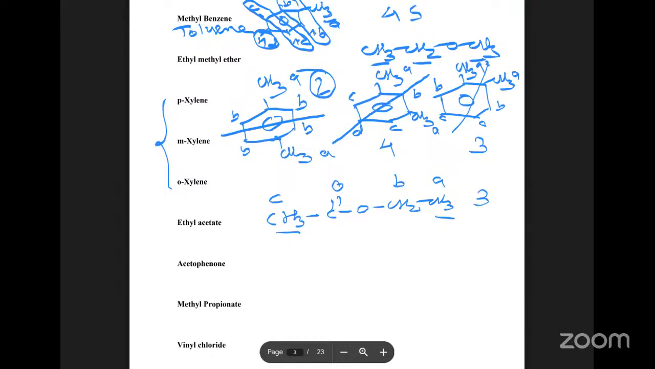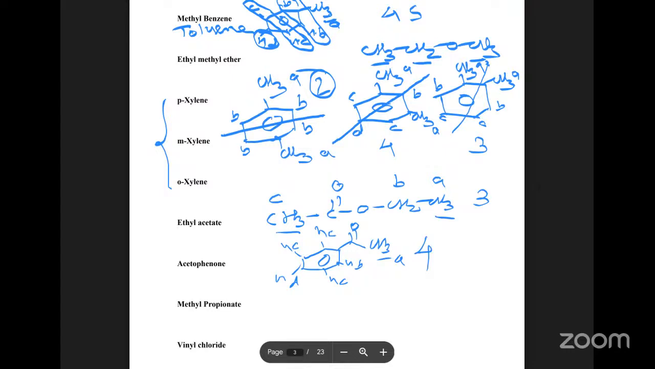Now acetophenone. So this is again a ketone, but there is an aromatic ring attached. So it will be like this structure. So the CH3 will be the 1 A. No doubt the ortho protons will be the same, the meta will be the same, and the para will be different. So A, B, C, and D. So this will be C, this will be C. 1, 2, 3, 4 peaks for acetophenone.